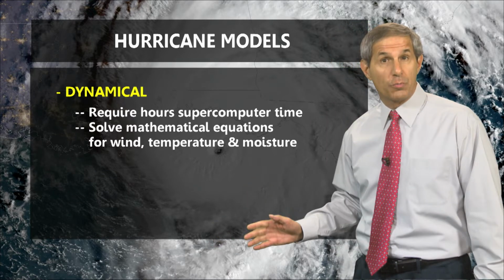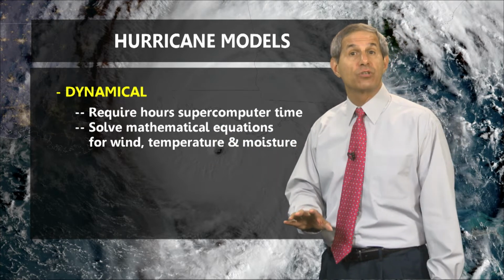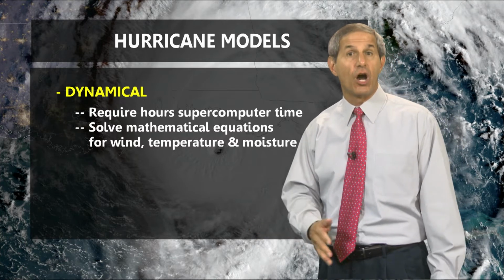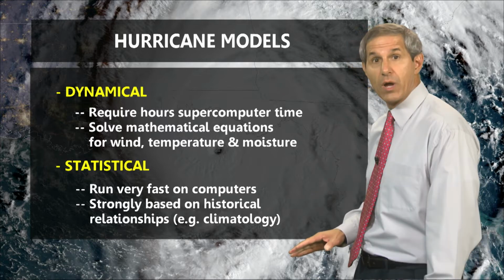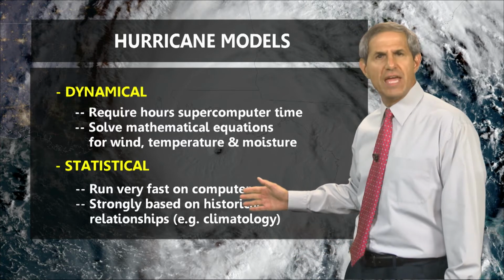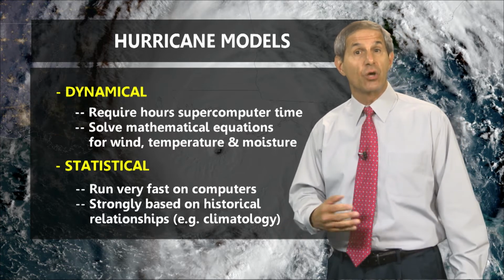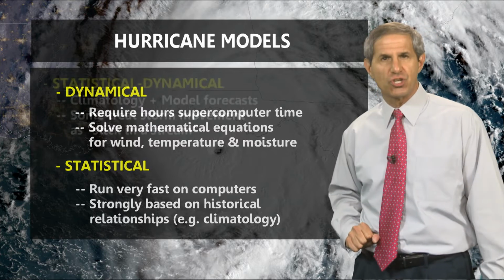The GFS, the European, and the Canadian are dynamical models. They take hours of computer time because they actually solve the governing equations, for example, the conservation of energy. In contrast, statistical models run much faster because they use historical relationships between a storm's behavior and its location and the time of year. No complicated equations to solve.